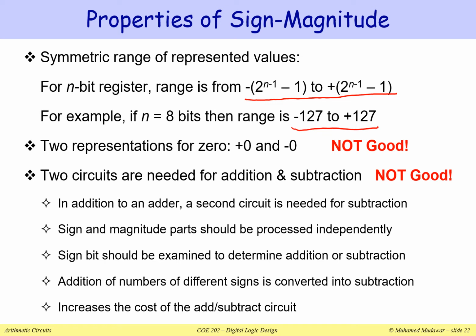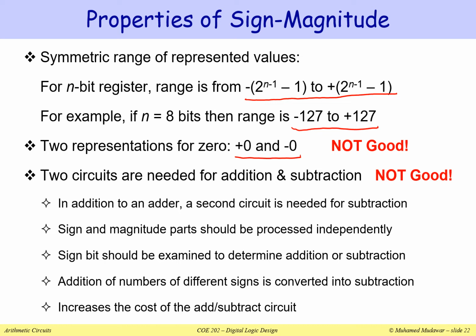What's the problem of sign magnitude? It's very simple. Why don't people use sign magnitude? One problem is that we have two representations for 0. We have plus 0 and we have minus 0 because the sign bit can be plus or minus. It can be 0 or 1. And this is not good because we have two different representations for 0.